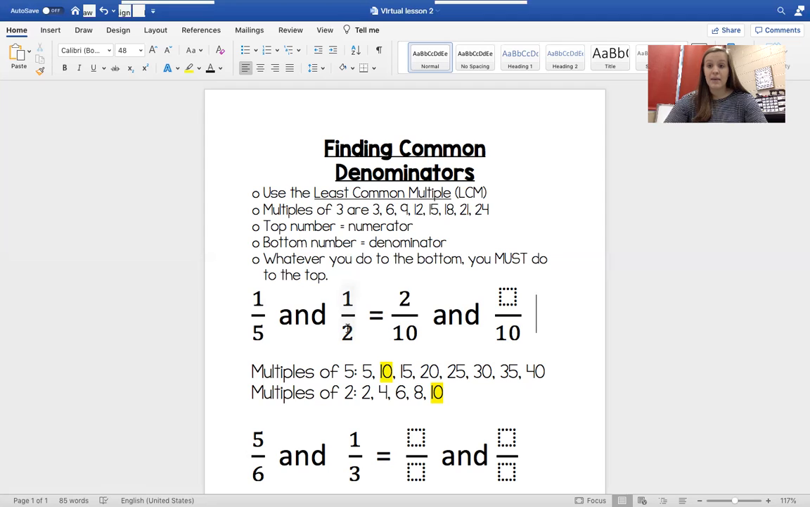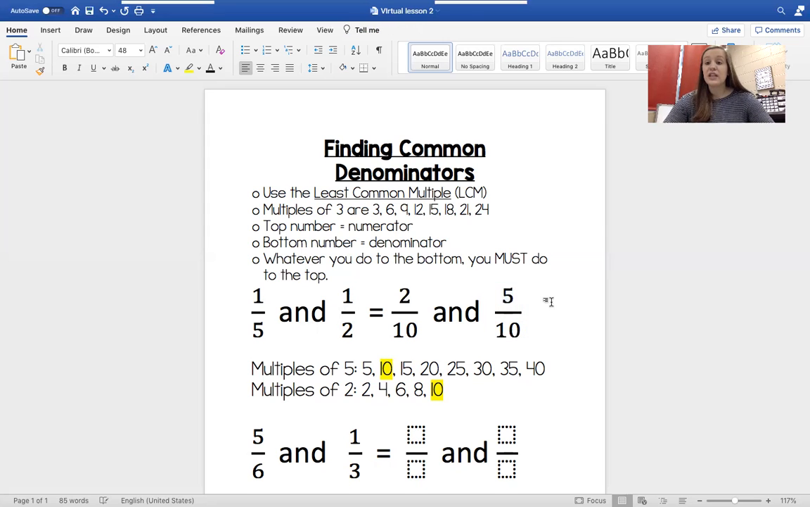So we multiply the bottom by 5. We're going to multiply the top by 5. And 1 times 5 is 5. So we found common denominators of 1/5 and 1/2. Our common denominator was 10. And then we converted those fractions so that they both had the common denominator, 2/10 and 5/10.